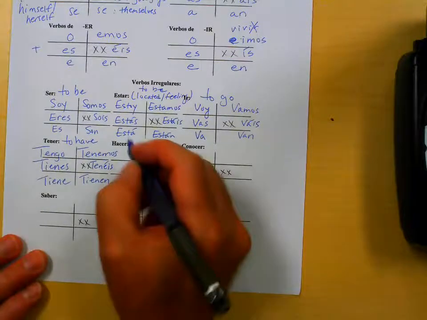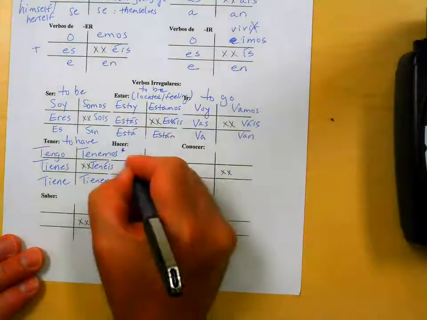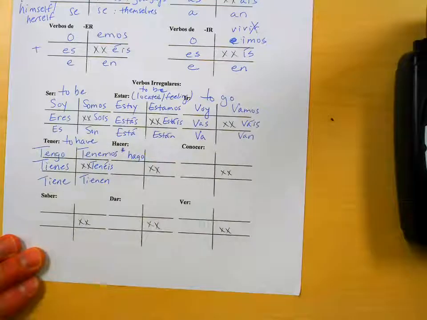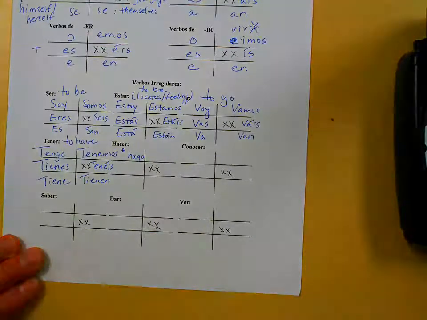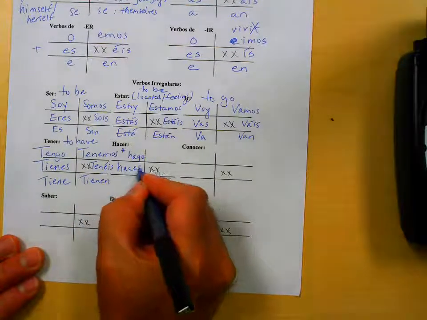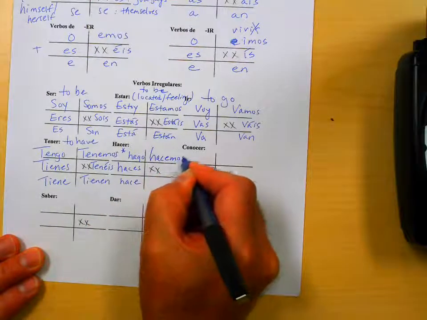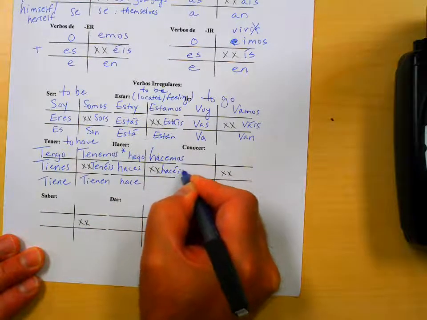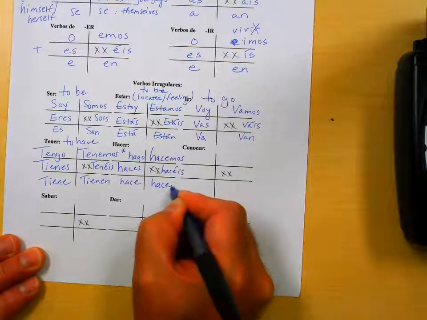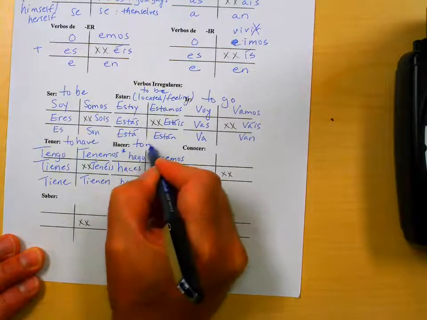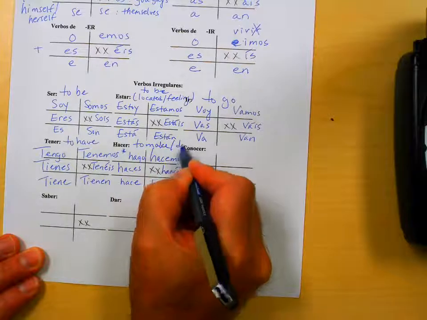Hacer is what we call a go verb in the yo box because it ends in ago. It's not ako. But after that, it's a pretty normal verb. You get haces, hace, hacemos, hacéis, and hacen. And don't forget, hacer means to make or to do.